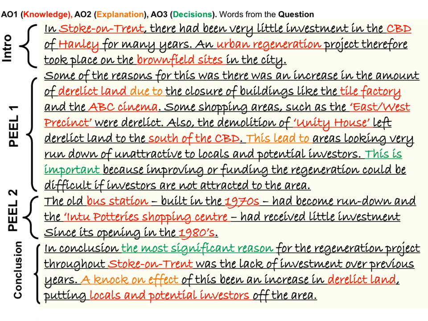The old bus station, which was built in the 1970s, had become run down, and the Intu Potteries shopping centre had received little investment since opening in the 1980s. In conclusion, the most significant reason for the regeneration project throughout Stoke-on-Trent was the lack of investment over many years. A knock-on effect of this has been the increase in derelict land, putting locals and potential visitors off the area. So when you've done yours, glance through it, can you spot the AO1s, AO2s and AO3s?